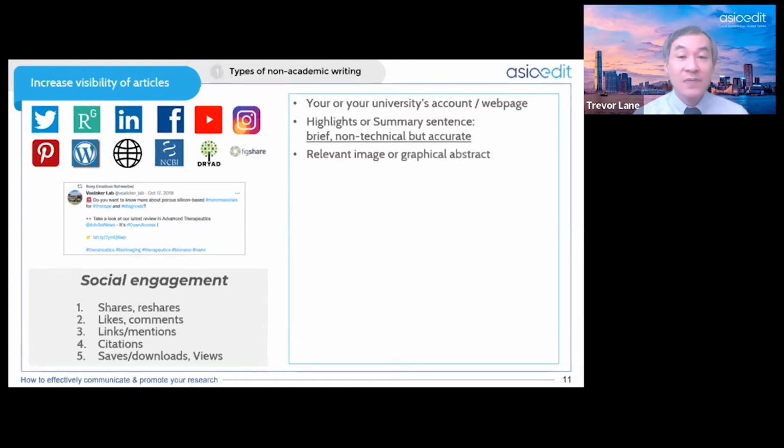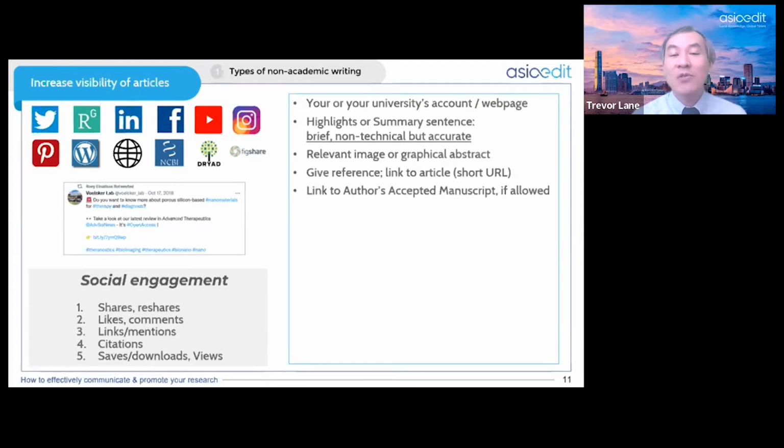It's better to have an image. Make sure you've checked the copyright of it, or use your graphical abstract. So have some kind of a picture. Give the reference and link to your actual article for the people who care and for people to click and verify the claim you're making, and use a short URL. You can use bit.ly or some other short URL generator to do that. And then if you're allowed, you can link to your author's accepted manuscript. This is green open access. It's not published yet, but it's the accepted peer-reviewed version, which some journals allow you to share publicly, but you have to check.